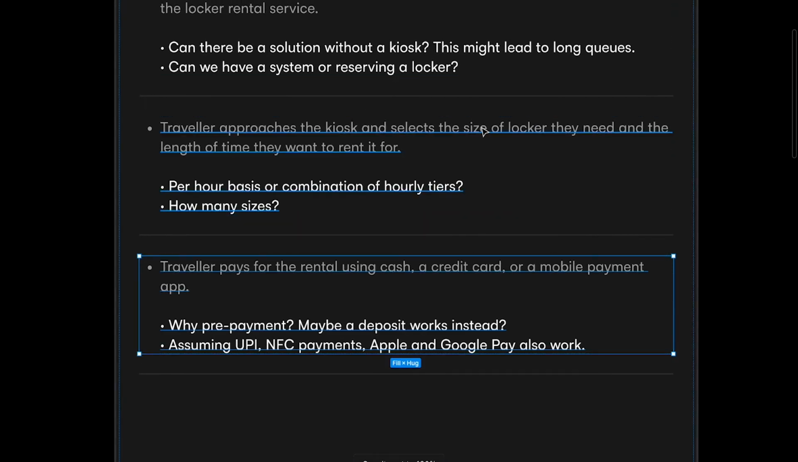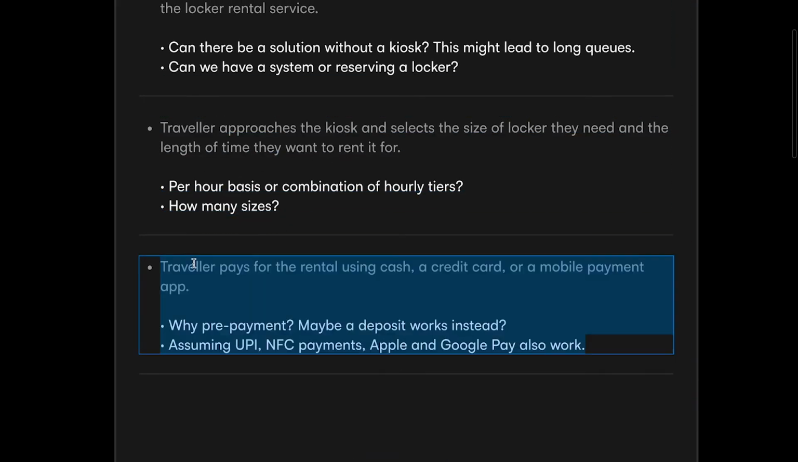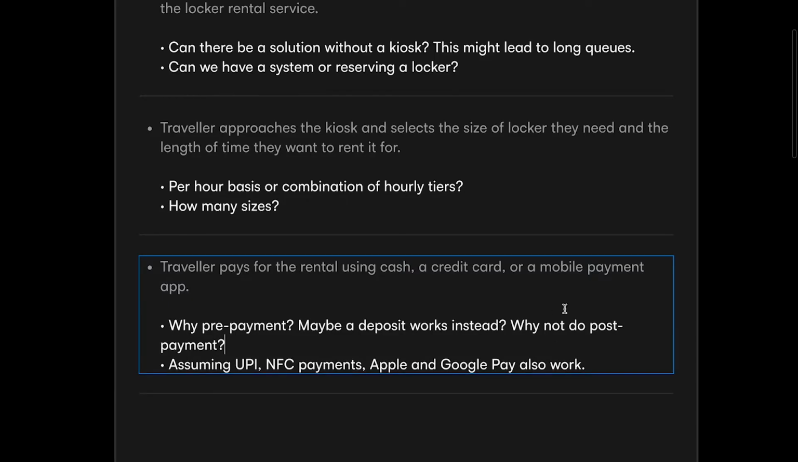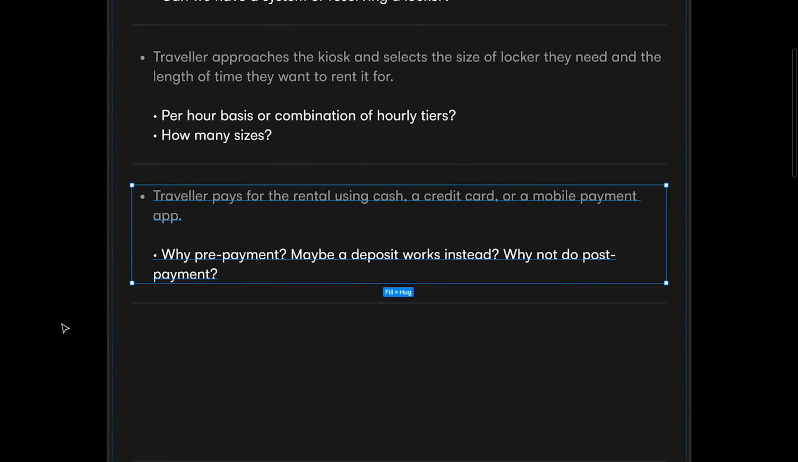So I've selected a size, I've selected the duration, and the traveler pays for the rental using cash, credit card, or a mobile payment app, right? Now, one of the questions I had here is, why do we have to do prepayment? Maybe a deposit works instead. Why not do post payment? Why not pay at the end of the service? Now, I don't know which is the right answer. These are just questions. And I'm also assuming UPI, NFC, Apple and Google Pay also work. I'm just going to delete this because that's not relevant at the moment.